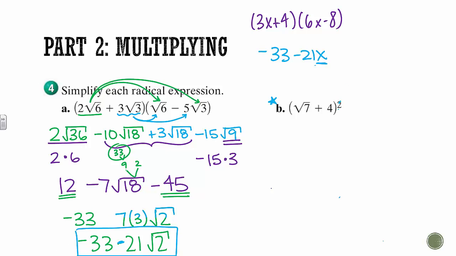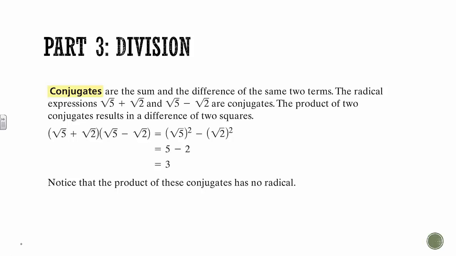I'm going to leave you to do B. Just remember this square means that you have another square root of 7 plus 4 here, and then you have to double distribute.